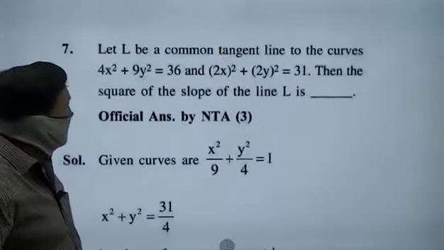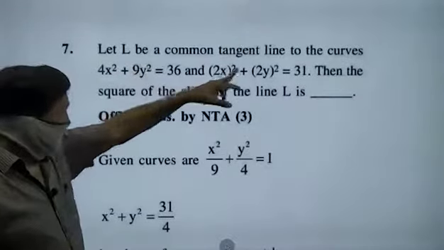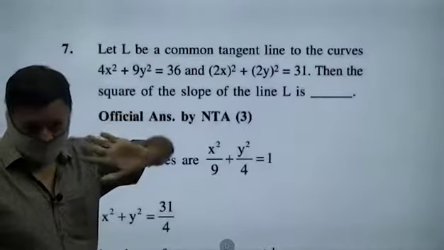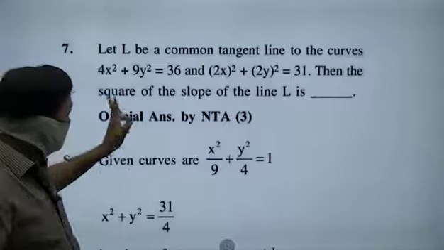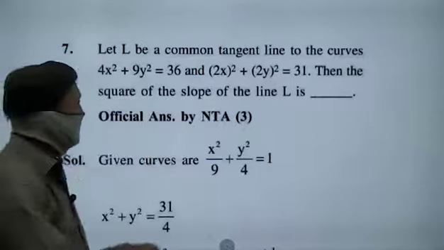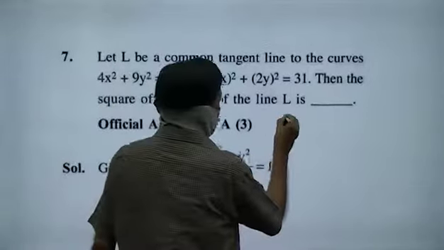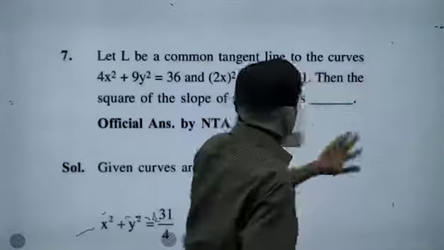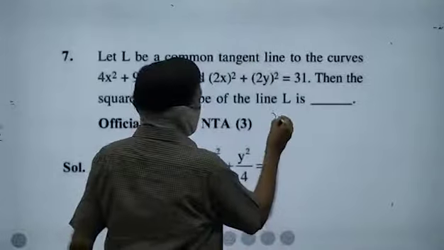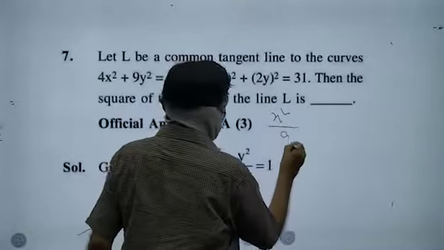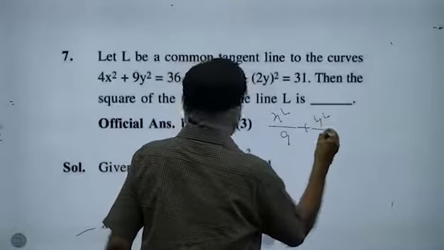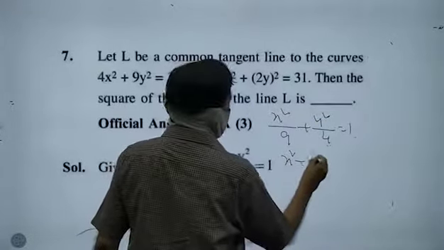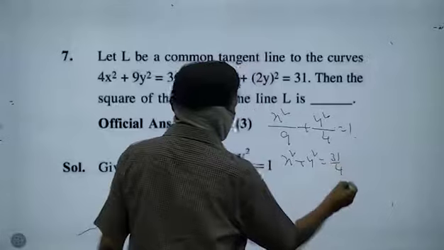Next, L is a common tangent to the ellipse and the circle. Then the square of the slope of the line. See, this is x square by 9 plus y square by 4 equals 1. This is x square plus y square equals 31 by 4.